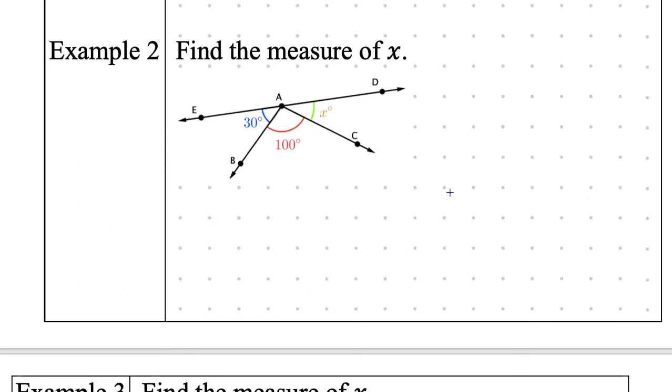We need to find the measure of x. Again, I'm going to let you have about 20 seconds to think of this by yourself. Is there a quiet raised hand that can tell me how to do example 2? You can come up to the board if you want. Andres?